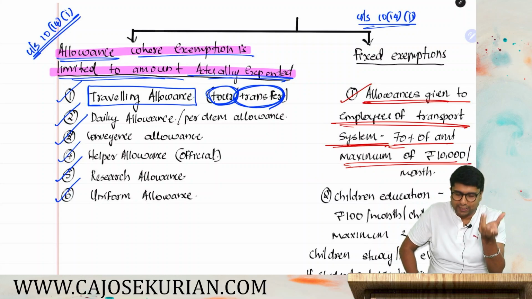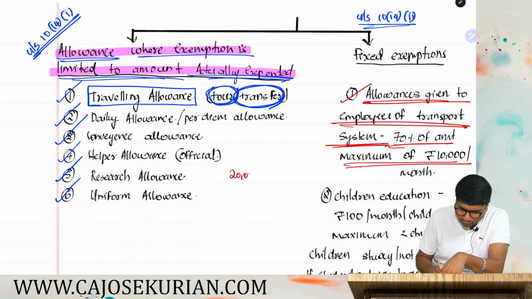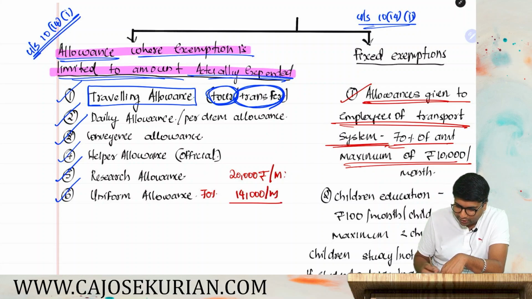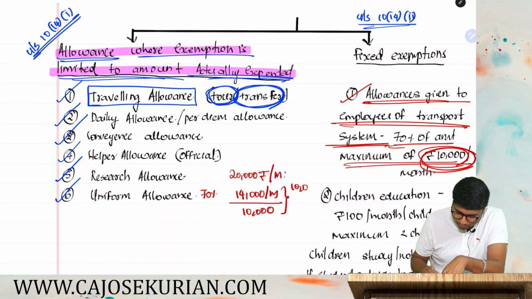If they are giving you transport allowance, then how do you claim the exemption? Imagine the transport allowance given to you is 20,000 rupees per month. How much is 70% of 20,000? 70% means 14,000 per month. Can you claim exemption for this entire 14,000? No, because maximum exemption shall be 10,000. So how much you can claim? 14,000, maximum of 10,000. That means 10,000 you can claim, and the remaining 10,000 per month shall be taxable. This is how you have to compute the exemption.